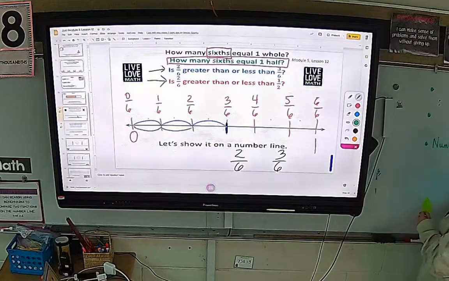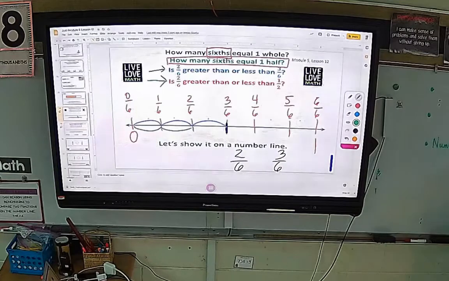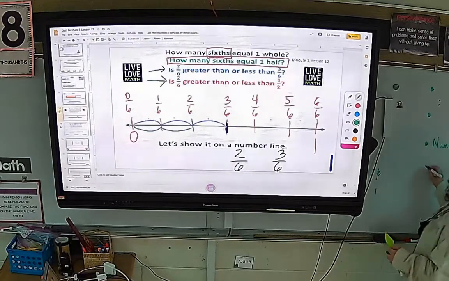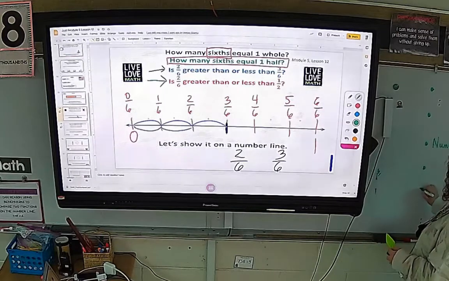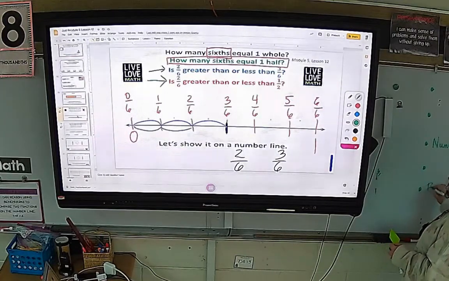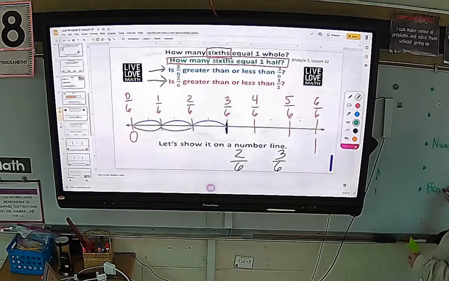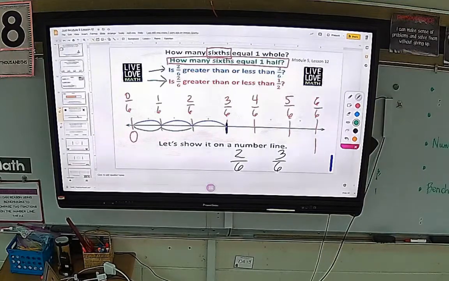Will, just a second ago, told us basically the number line is showing you that 3/6 is larger than 2/6, or 2/6 is smaller than 3/6. Okay. The last one that I had on the board before Christmas was this word right here, and Reagan just said, well, 2/6 is smaller than 1 half. Okay. All right.